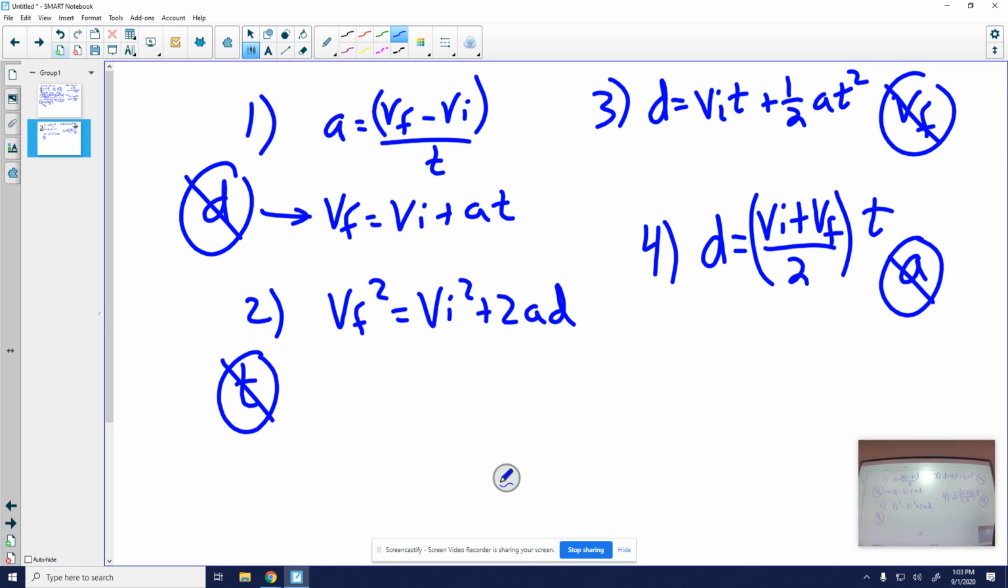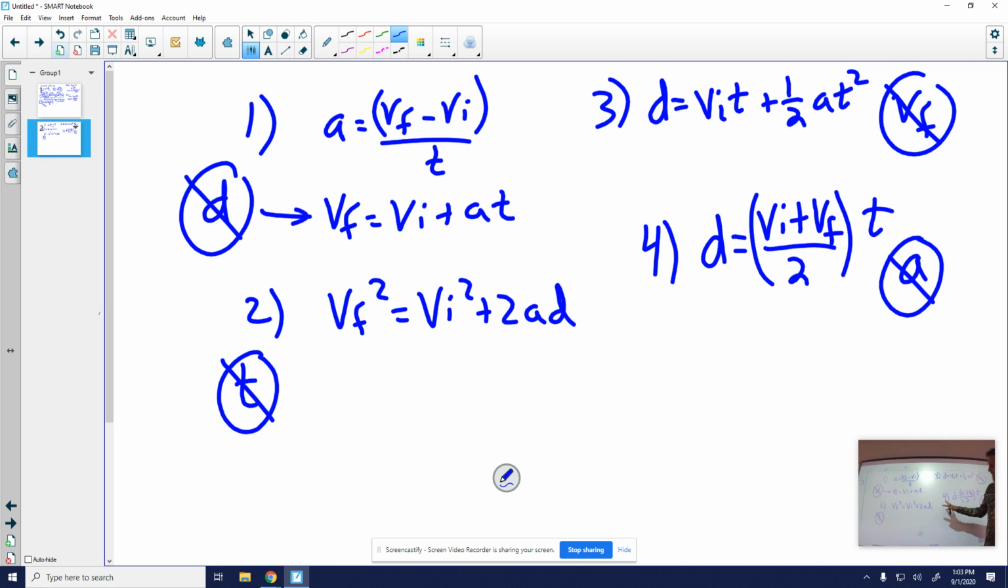That's important because we have 5 total variables. We have VF, VI, A, T, and D. There's 5 things that you can talk about when it comes to motion. How fast you end up going, how fast you started, how much your distance or displacement was over the interval, how long it took in seconds, and then the rate at which your velocity changed, your acceleration. That's basically the only 5 things.